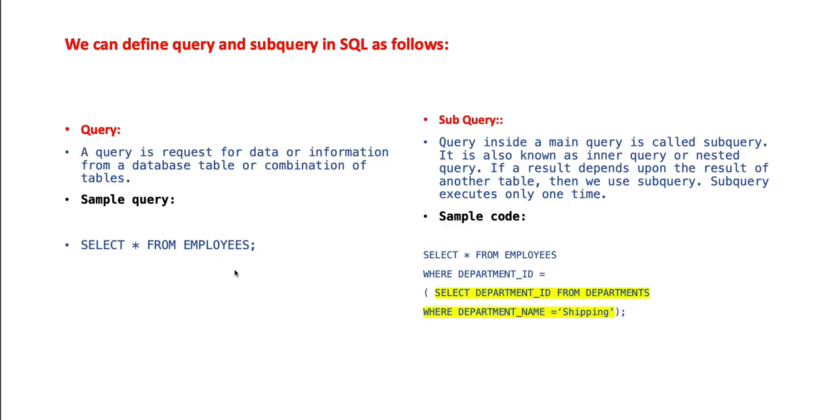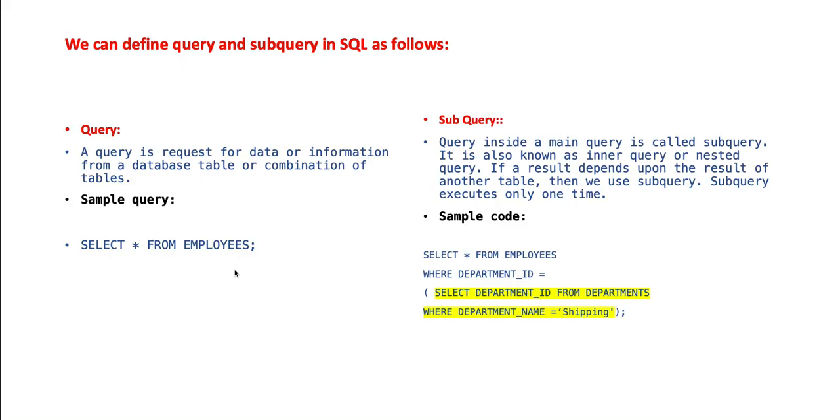Next one is subquery. A query inside a main query is called a subquery. It is also known as an inner query or nested query. If a result depends upon the result of another table, then we use a subquery. This is the condition. And a subquery executes only one time. Sample code is given here.